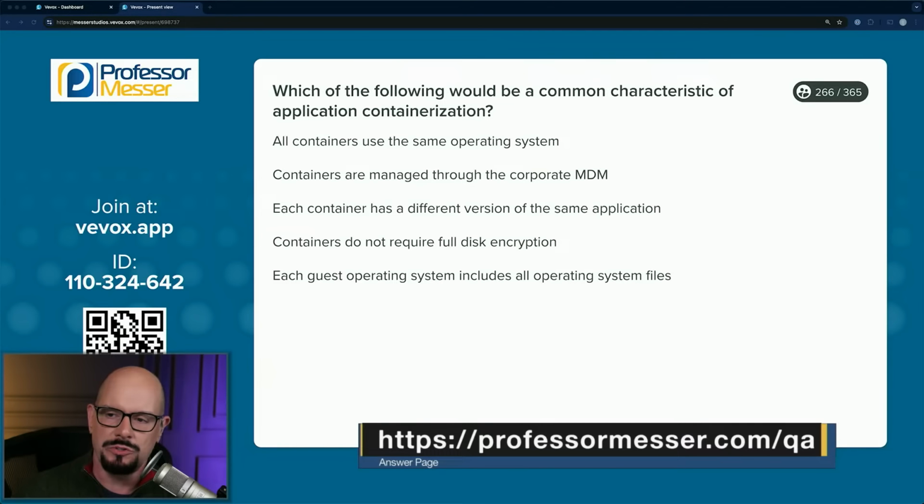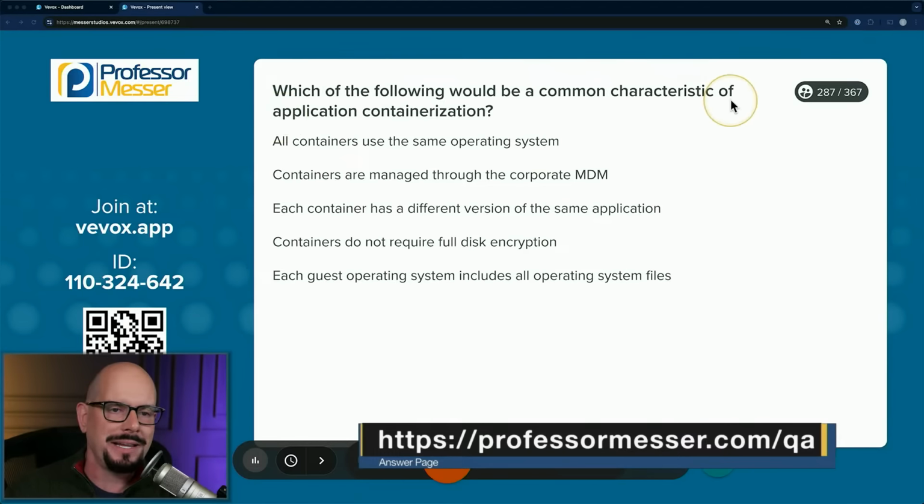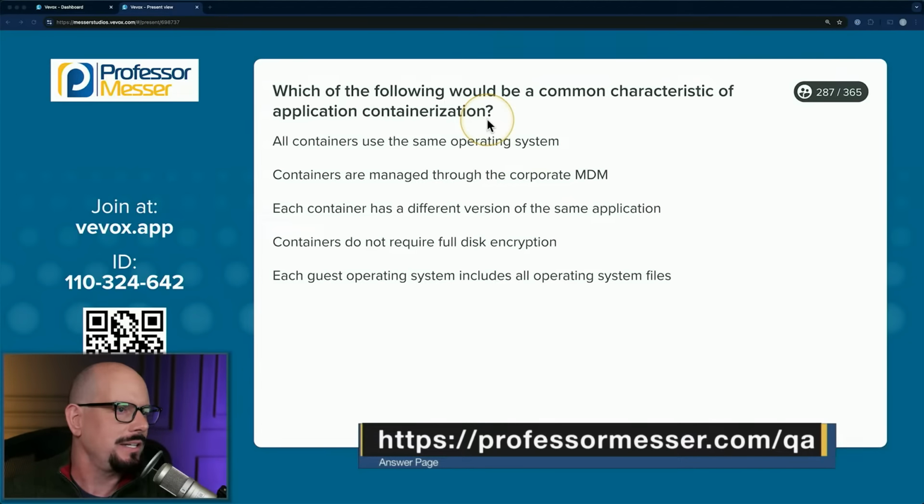So that's what we're trying to get to, is the answer for this one. Let's see how you did on this question. The question asks, which of the following would be a common characteristic of application containerization?